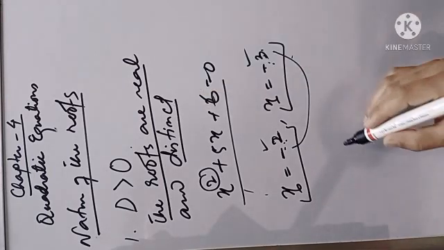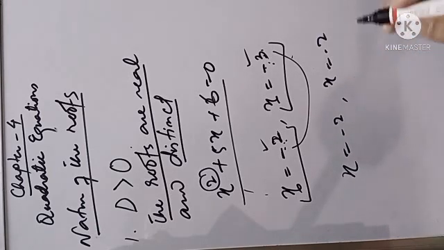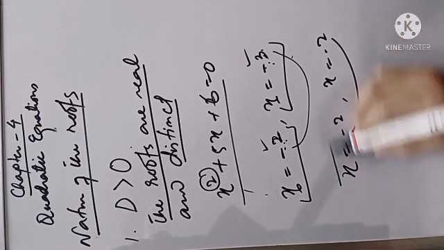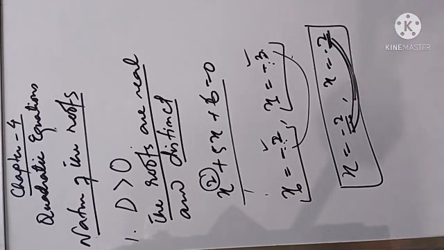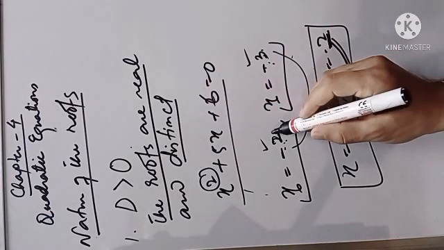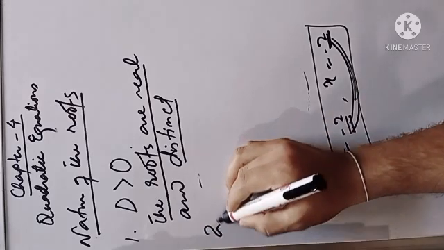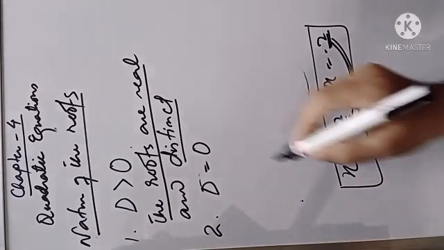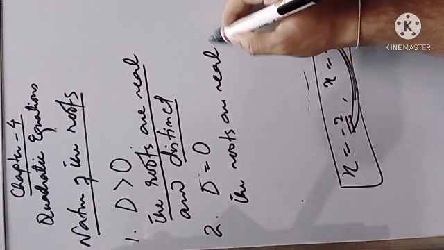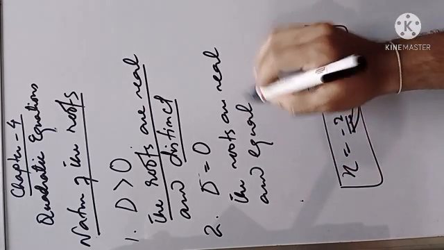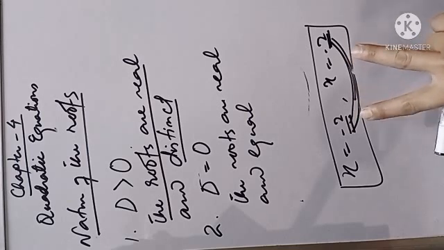Sometimes when you solve, I might get x equal to minus 2 and again x equal to minus 2. In this case, what do we call? Both of them are real numbers, fine. So the roots are real, but equal, because I'm getting minus 2 and again minus 2. But here, why this? Because I'm getting different real numbers. Okay, second, if the value of d is 0, then what happened? The roots are real and equal. This is the example of real and equal. These are real numbers, and then I'm getting the same values of x.